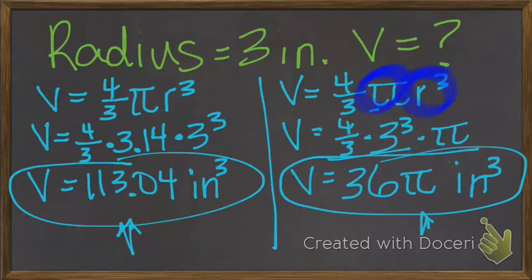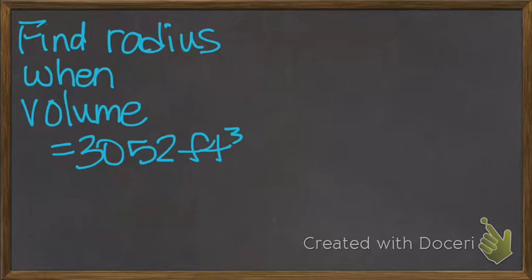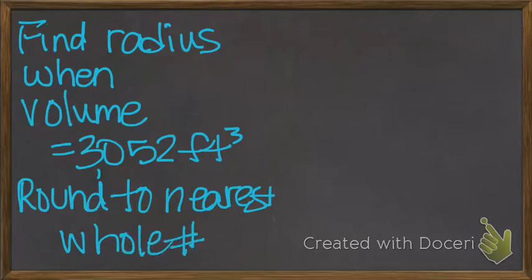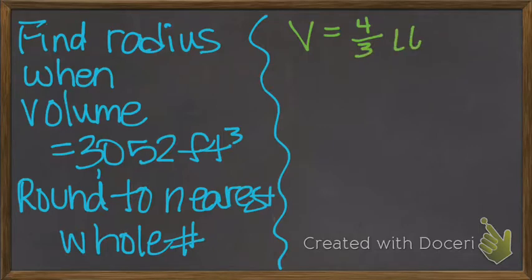Let's move on to our next example. Here's a different kind of problem. We're going to find the radius when we know that the volume of the sphere is 3,052 cubic feet. We are going to round to the nearest whole number. When we do that, we've got to start with our formula for volume as always. Volume equals 4/3 pi r cubed. We're going to plug in what we know. Volume is 3,052.